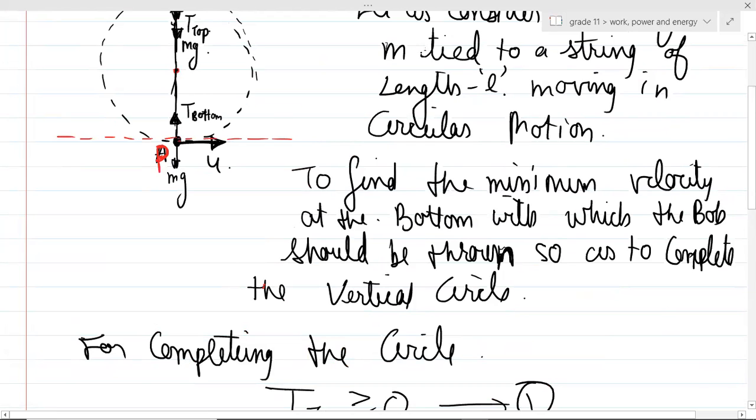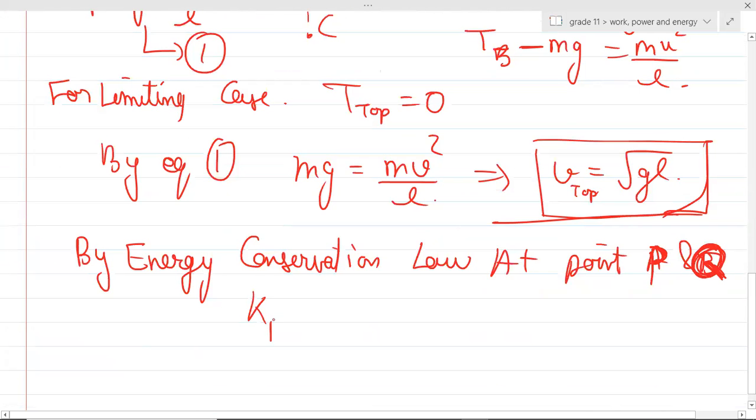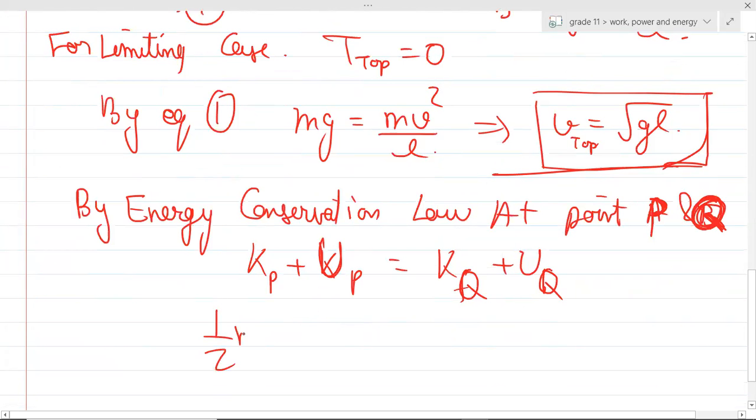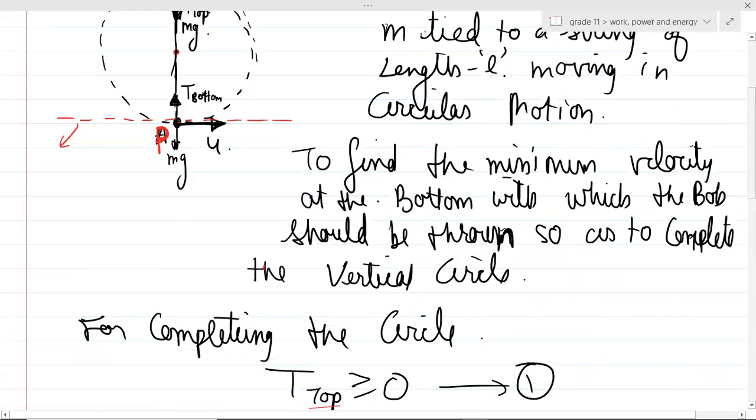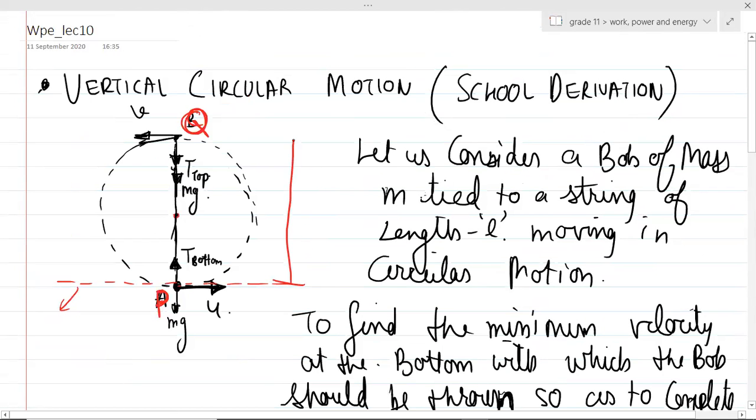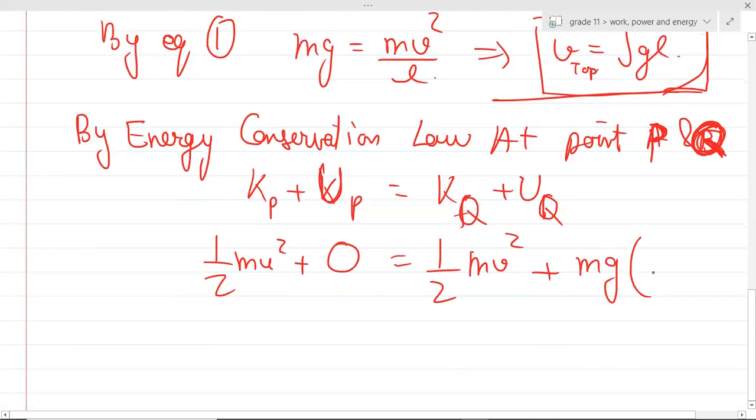The total energy at the bottom will be, kinetic energy is how much? Half mu square, sir. Half mu square. Any potential energy? 0. So kinetic energy half mu square. Potential energy at the top will be mg into the height. And what is the height, by the way? Can anyone tell me the height? Diameter. Will it be equal to twice of L? Yes, sir. So this will be mg into 2L.